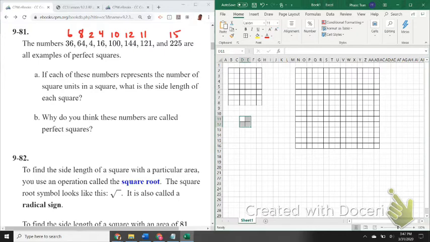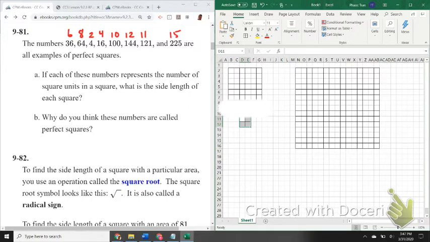And then question B says, why do you think these numbers are called perfect squares? So if you focus your attention over here to the right side of my screen, I have created some examples of squares here. Oh, actually, this one is not a square. Let me fix that. There you go. That should be better now. That should be a 6 by 6 square.